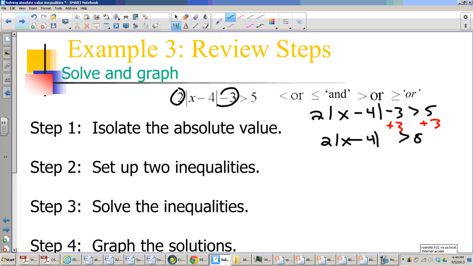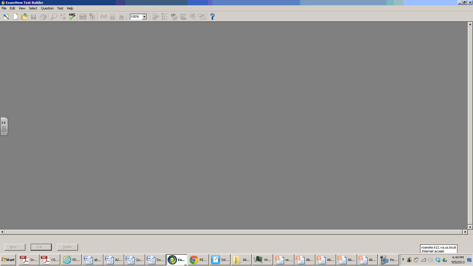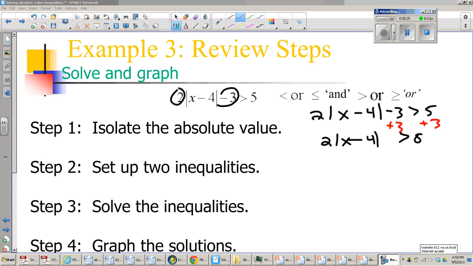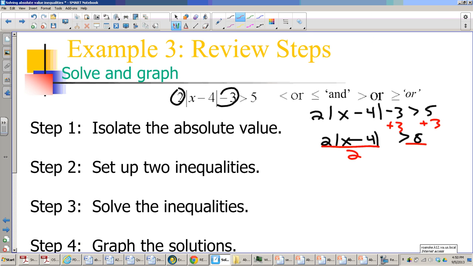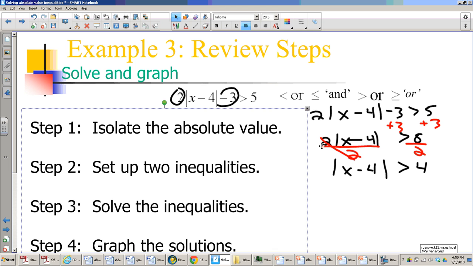So we have 2 times the absolute value of x minus 4. Alright, now we need to get rid of the 2. This is 2 times the absolute value, so we're going to divide. We got the absolute value of x minus 4 greater than 4. Now we've finished isolating, so we have to do step 2, which is set up 2 inequalities.